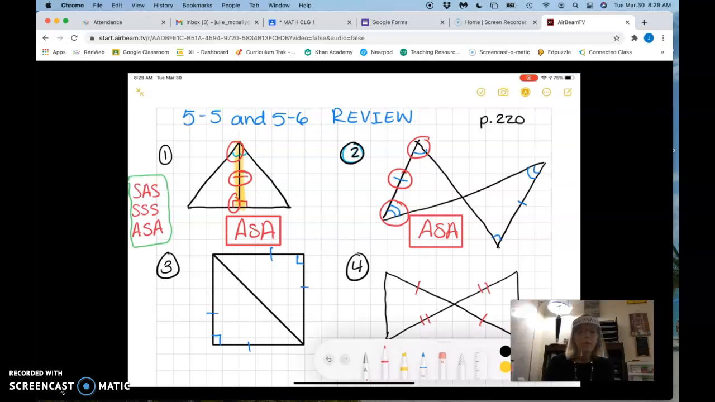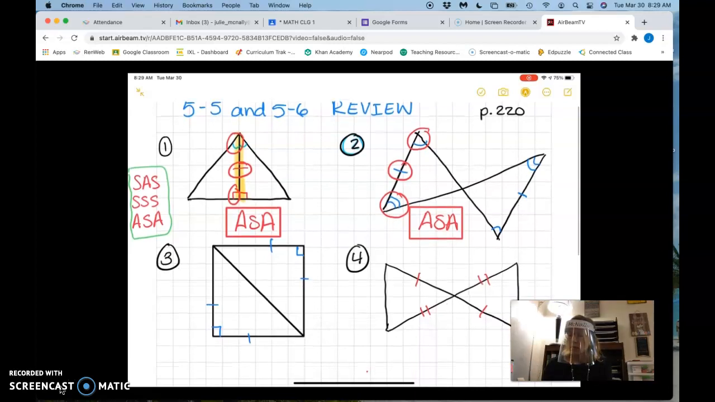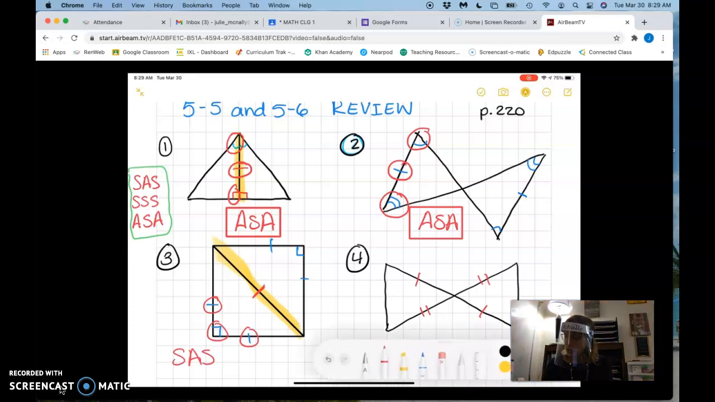Okay, so number three, we could actually name in two different ways. Because what do we know about this side right here? It's what? Yeah, it's the same in both triangles. So what's one way that we could name this triangle? Okay, side, angle, side is one way. What's another way?